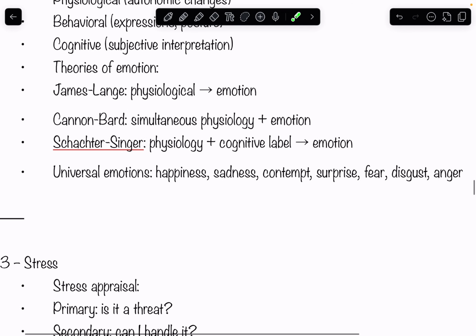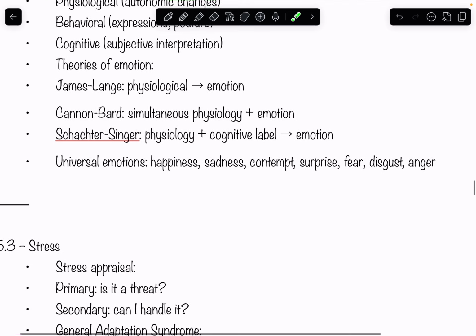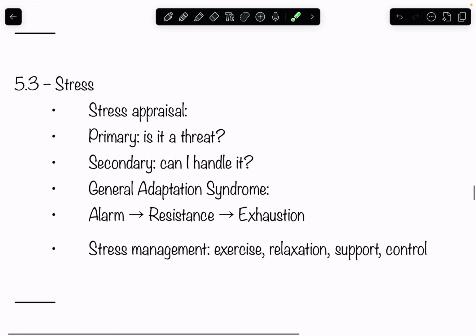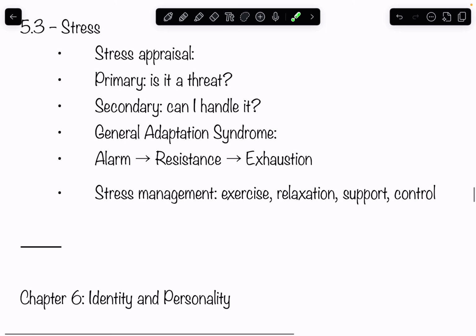And then you should know your universal emotions are going to be happiness, sadness, contempt, surprise, fear, disgust, and anger. And then stress, so stress appraisal. First you figure out if the stress is a threat, and then you need to figure out if you can handle it. So your general adaptation syndrome has three stages: alarm, resistance, exhaustion.